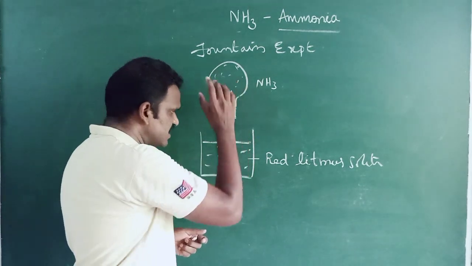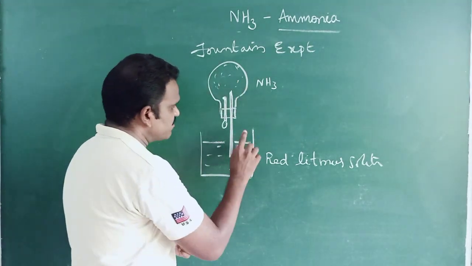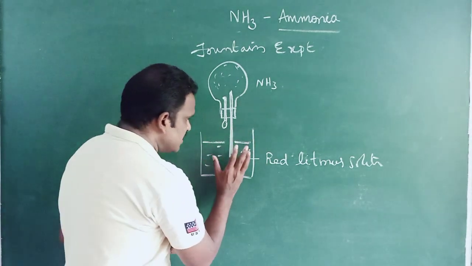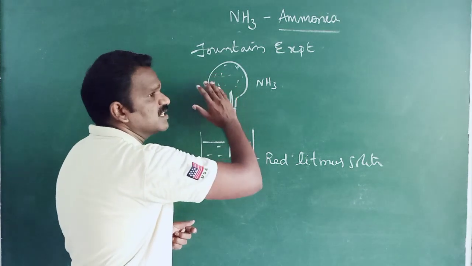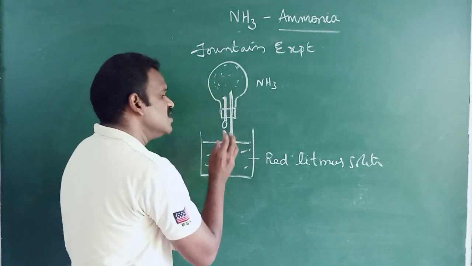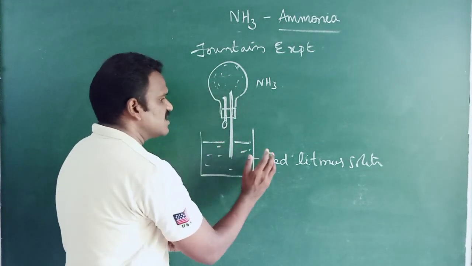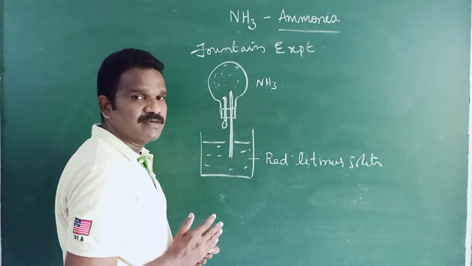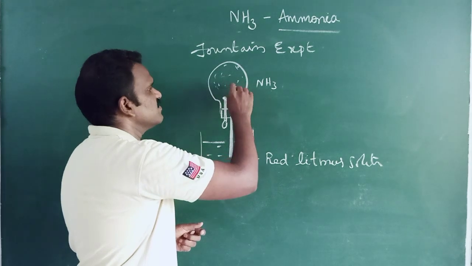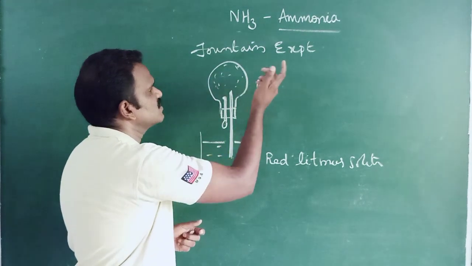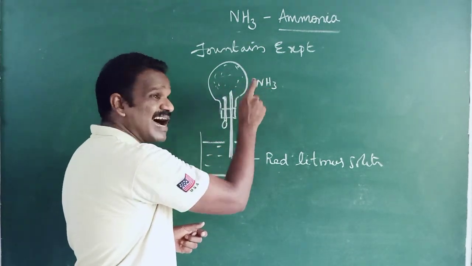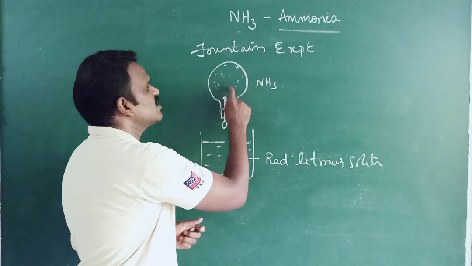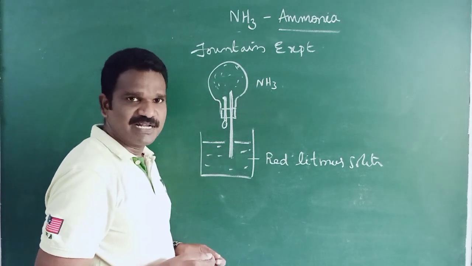Because there is a decrease in pressure inside, outside there will be an increase in pressure. Because of the increase in pressure, the red litmus will pass through this nozzle. When it comes outside, since ammonia is alkaline, since ammonia is basic, it will change this red litmus solution into blue in color.